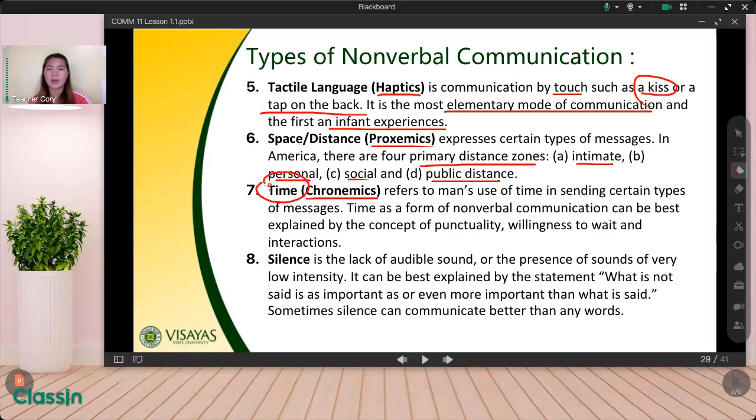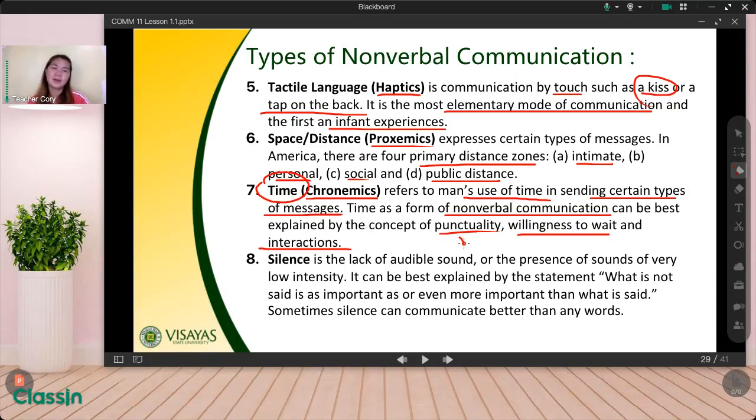So now we have chronemics. This talks about time. It refers to man's use of time in sending certain types of messages. Time as a form of nonverbal communication can be best explained by the concept of punctuality, willingness to wait, and interaction. If you are patient enough to wait for the person to finish talking, that also communicates a lot. But if the person keeps on interrupting you, because perhaps he or she wants to finish the conversation, that also communicates a lot.